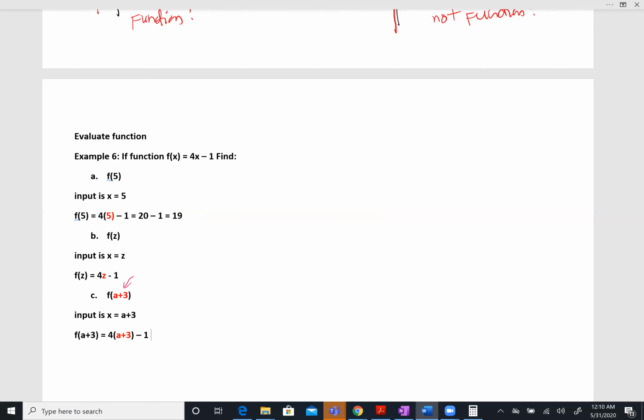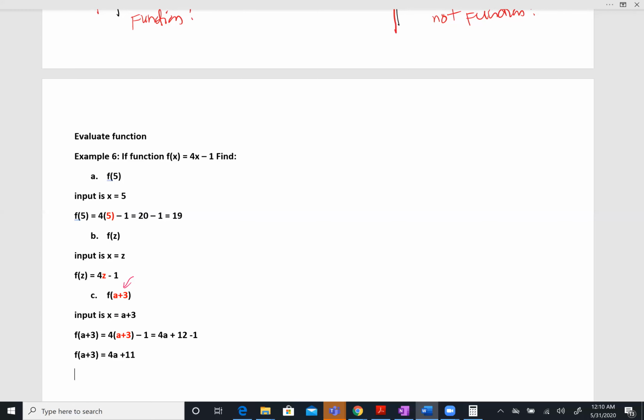All right, can I simplify it? I think I can. I'm just going to do distribution for that. 4a plus 4 times 3 is 12, minus 1. So f of a plus 3 will be equal to what? 4a plus 11.